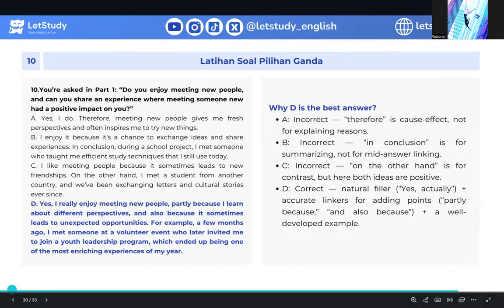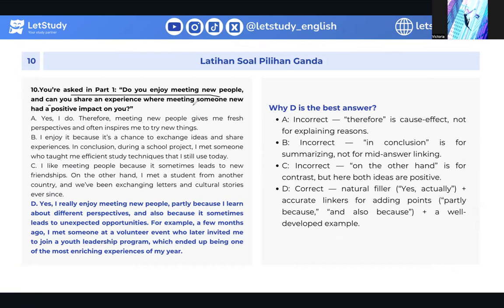Okay, now for number 10. You're asked in part 1, do you enjoy meeting new people and can you share an experience where meeting someone new had a positive impact on you? A: Yes, I do. Therefore, again, the use of "therefore" is salah. Jadi A itu salah.